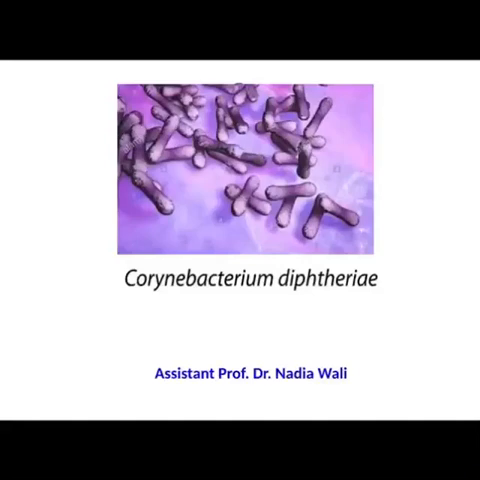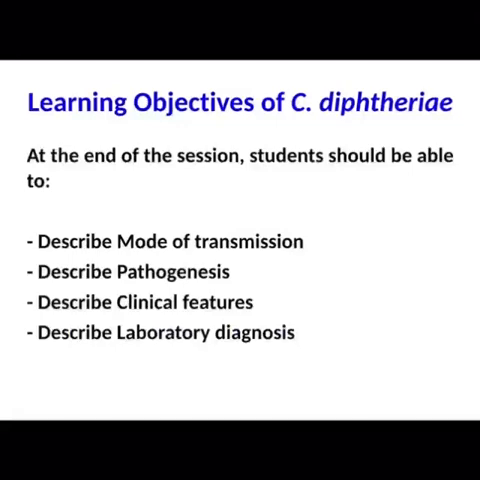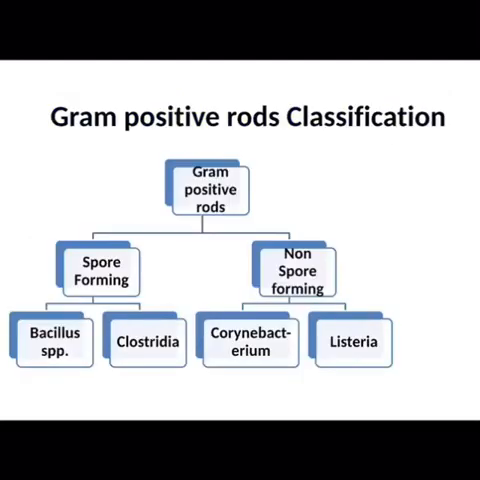Today I will discuss another gram-positive rod, and that is Corynebacterium diphtheriae. These are your learning objectives. However, you need to focus more on pathogenesis and laboratory diagnosis of Corynebacterium diphtheriae. Let's have a quick recap of gram-positive rods classification. So Corynebacterium is non-spore forming and is aerobic.